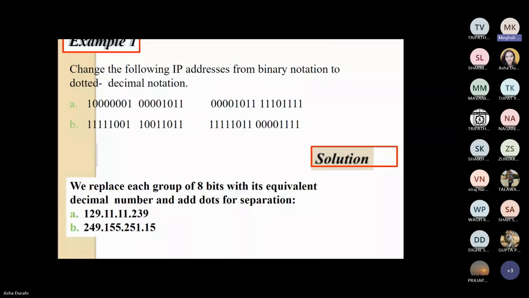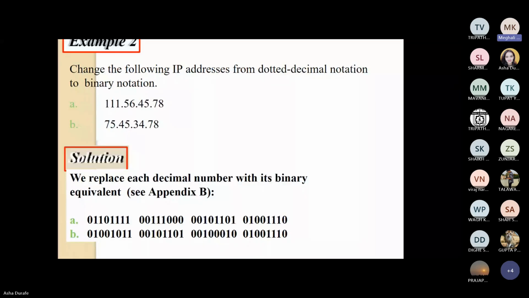Then the other example, as I told, it can be asked the other way around. The IP address in dotted decimal notation can be given, and then you have to replace it with its binary equivalent. So this can also be asked in this way. Here you have to just remember, you don't have to add dots in between the numbers in binary representation.